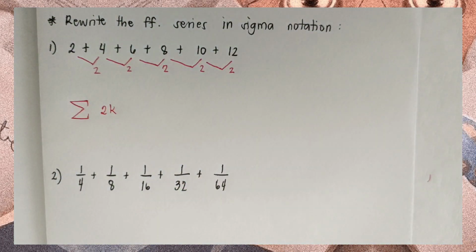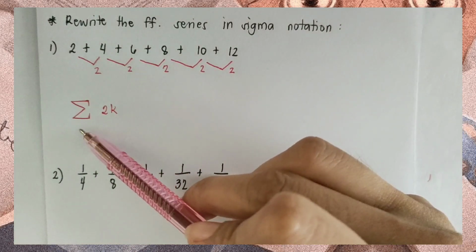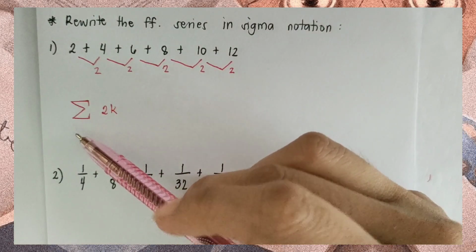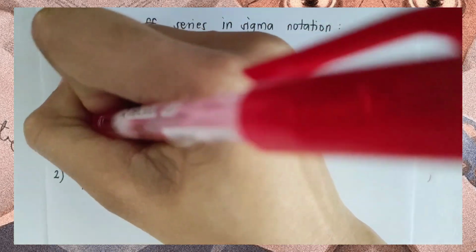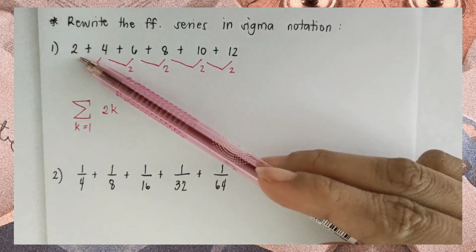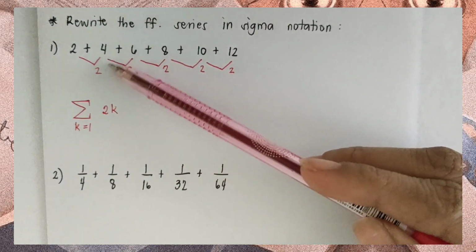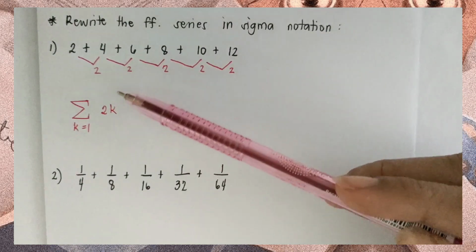Then check if it fits. 2 times, if our starting point will be 1, let's say k is equal to 1, let's check. 2 times 1 is 2. 2 times 2 is 4. 2 times 3 is 6, and so on.